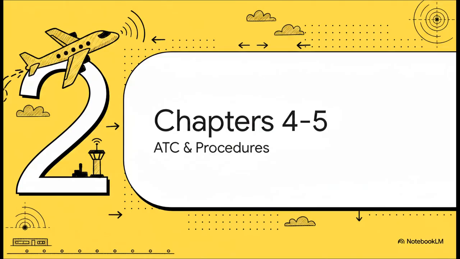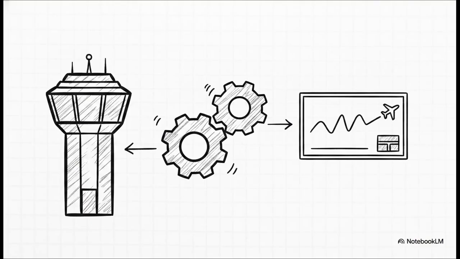This section is all about how we interact with the system, how we communicate with air traffic control, and conduct our flights according to standardized procedures. These 2 chapters really go hand in hand. Chapter 4 covers the air traffic control system itself, the services provided, and the proper ways to communicate. Chapter 5 then lays out the specific air traffic procedures for all phases of flight.